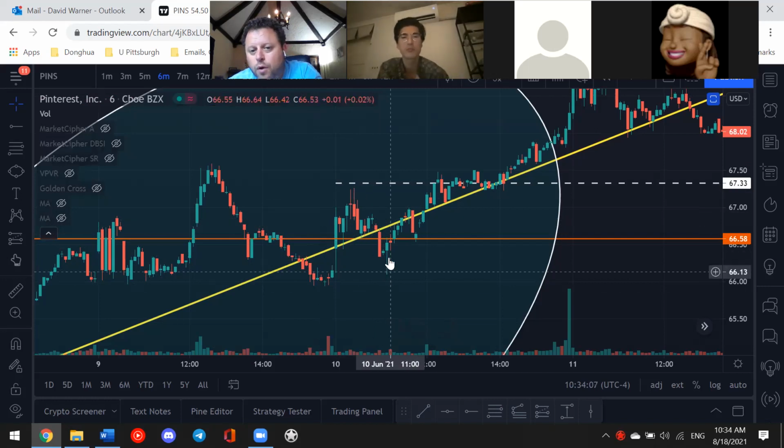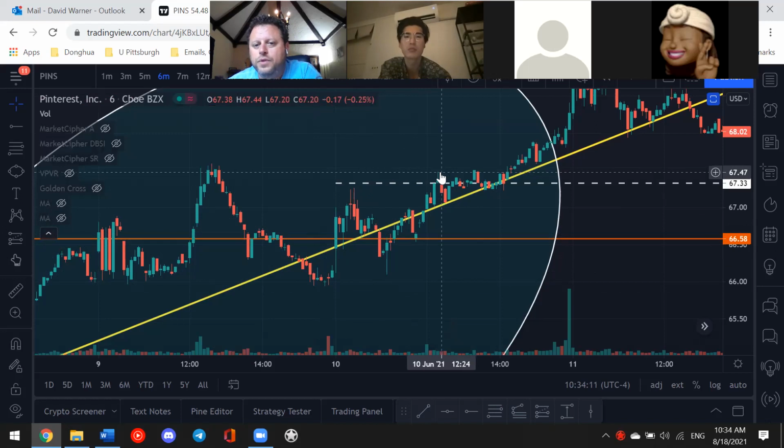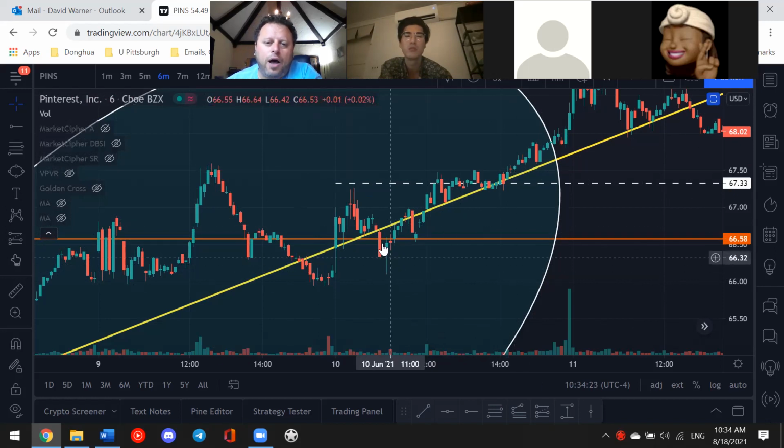And then it goes below, oh no, but then it shoots back up above. It goes below, oh no, and then it shoots back up. It touches it, it goes back up. It touches it, it goes back up. So the trend line is being respected here, but you never want to buy the red candle.